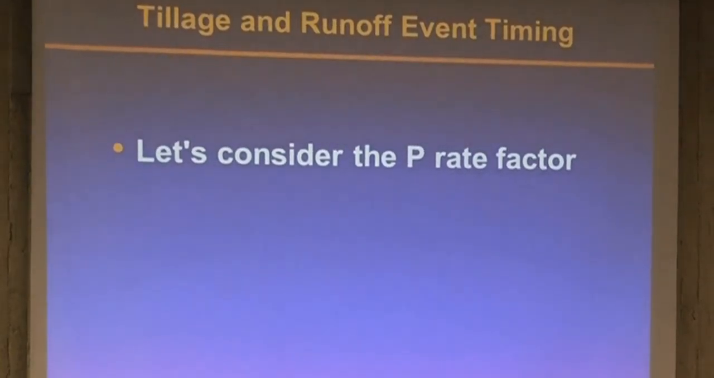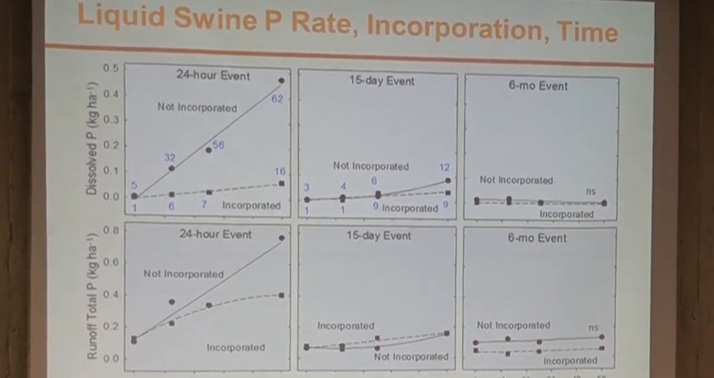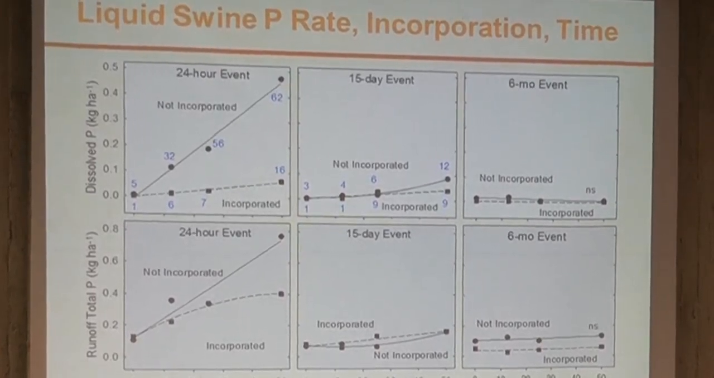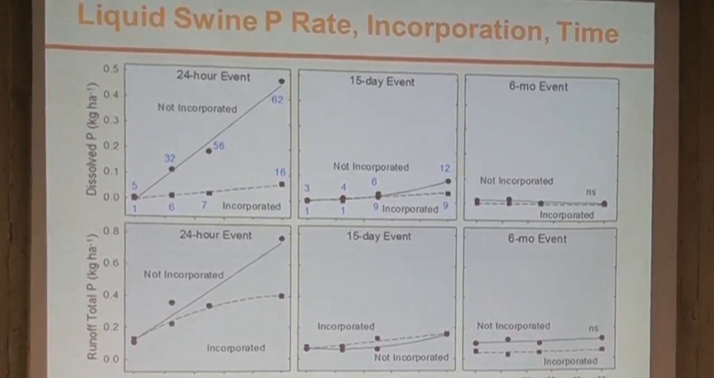Okay, now let's consider the rate factor, application rate. This was a very neat study. Now we used liquid manure. We applied several rates, from 0 up to 50 kilos of P. This is about 100 pounds of P2O5 per acre. So what we did here, the top chart is dissolved phosphorus. The lower one is the total phosphorus.